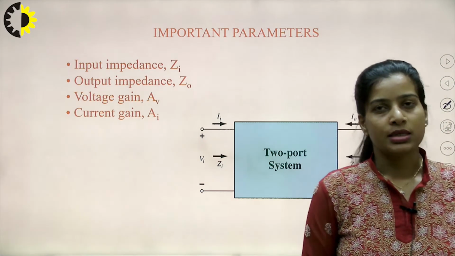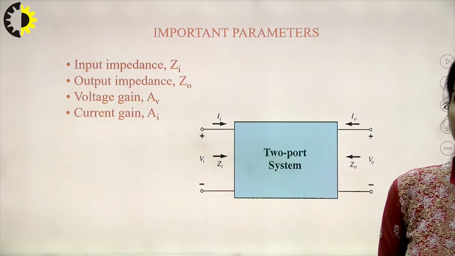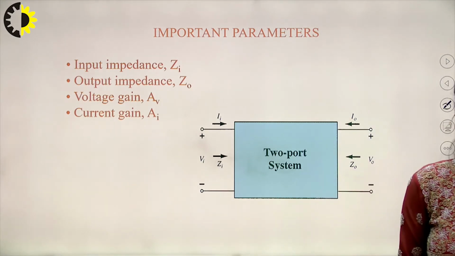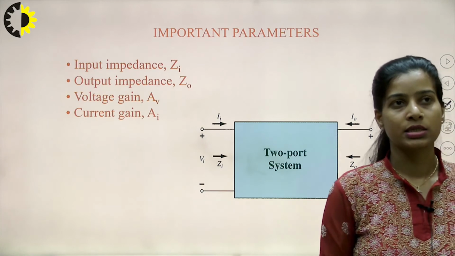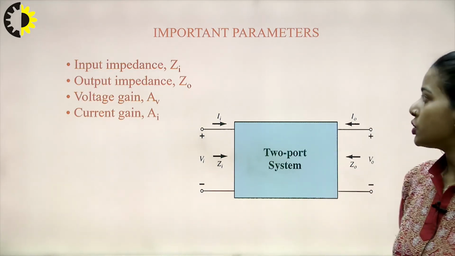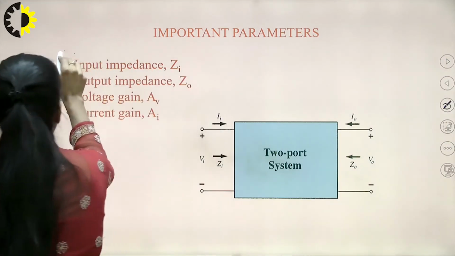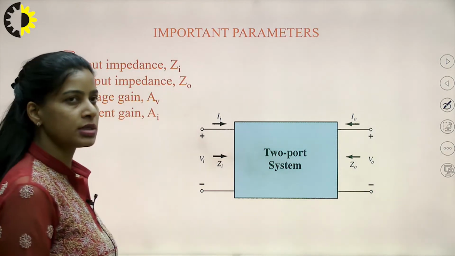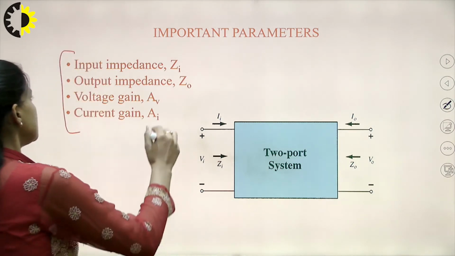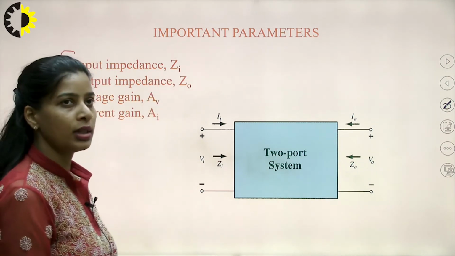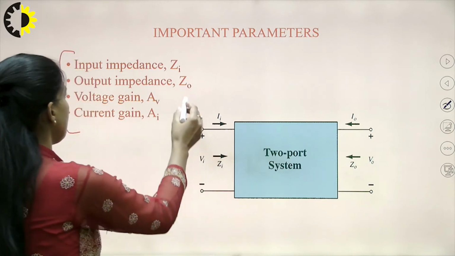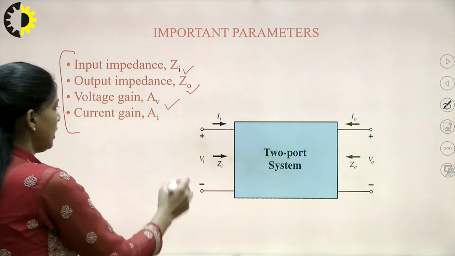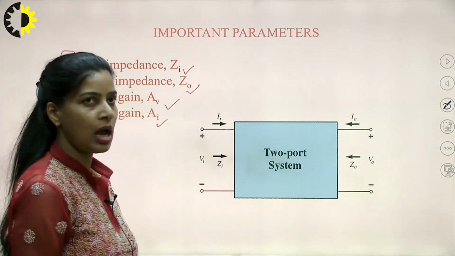Before going to the analysis or implementation of the model, we first need to know what the important parameters are for the analysis of the circuit. These are the parameters that are important to analyze the response of the circuit. First we will see how we can find all these parameters: input impedance Zi, output impedance Z0, voltage gain AV and current gain AI.